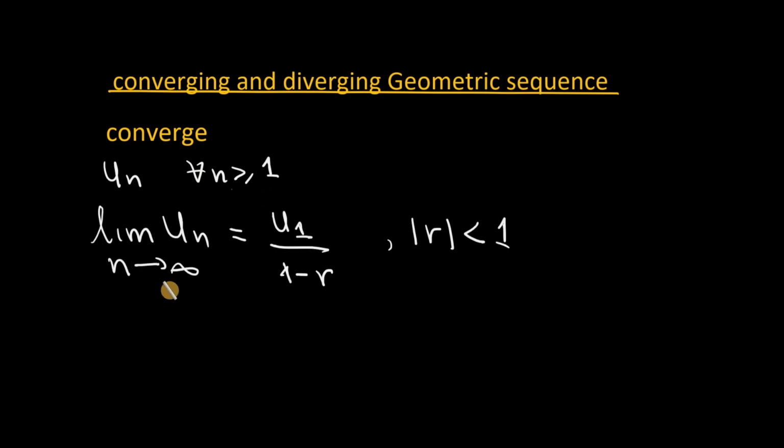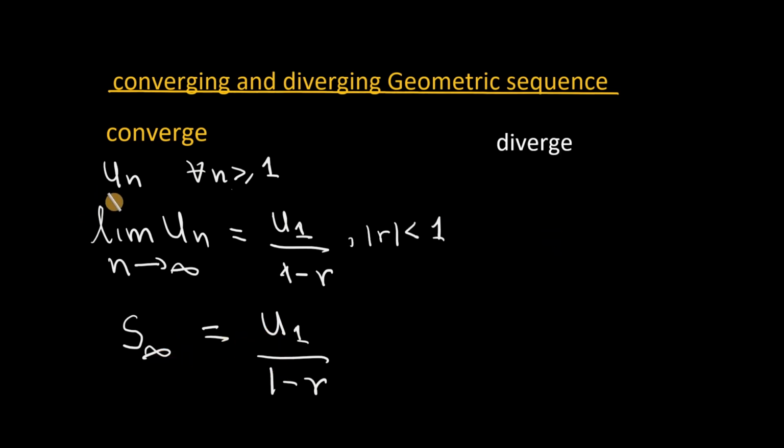Converging and diverging geometric sequence. A geometric sequence un for every n greater than or equal to 1 is said to converge if the limit of un as n becomes very large is equal to the first term all over 1 minus the common ratio, where the magnitude of the common ratio is less than 1. Sometimes the limit of un as n becomes very large is denoted s infinity. That is, s infinity is the same as u1 over 1 minus r. The sequence un is said to diverge if the magnitude of r is greater than or equal to 1.